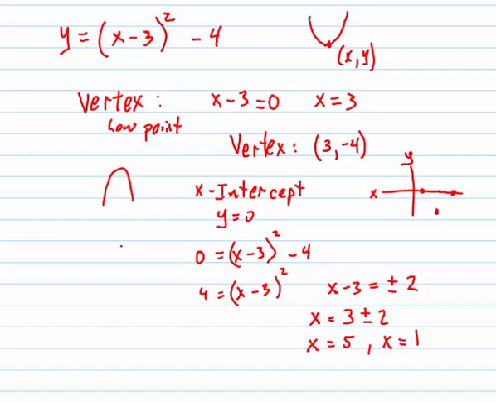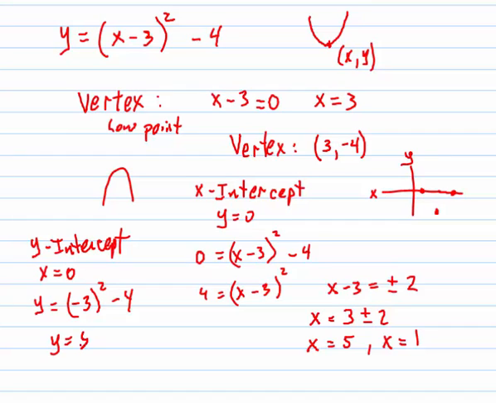And then we can get the y-intercept. That's where x is equal to 0, on the y-axis, x is 0. So if we plug in 0 here for x, y is then equal to (0 - 3)² - 4. Minus 3 squared is 9. 9 minus 4, y is equal to 5. So for the y-intercept, we have (0, 5).